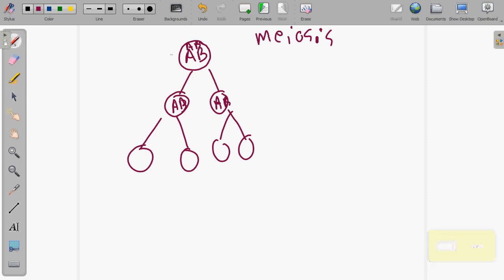So they separate, and now we have A and B in this cell and A and B in this cell. These will have, this one will have A, this one will have B, this will have A, and this will have B. So this is the independent assortment.